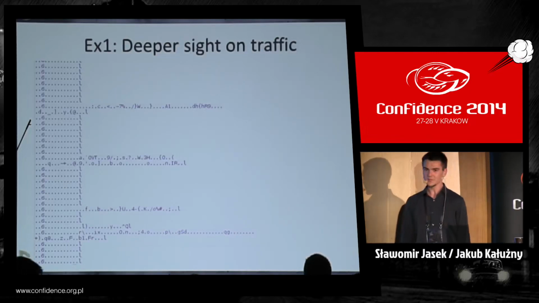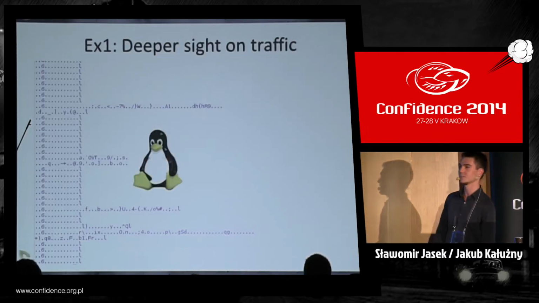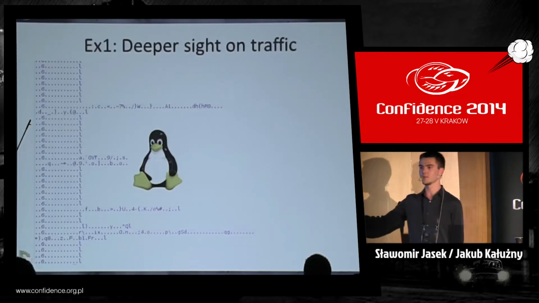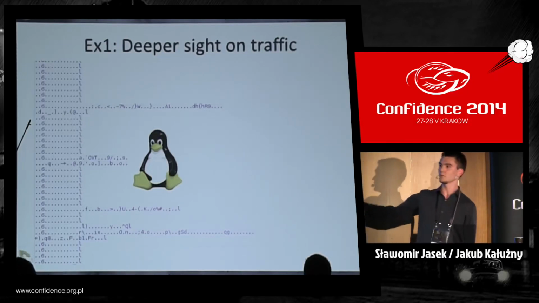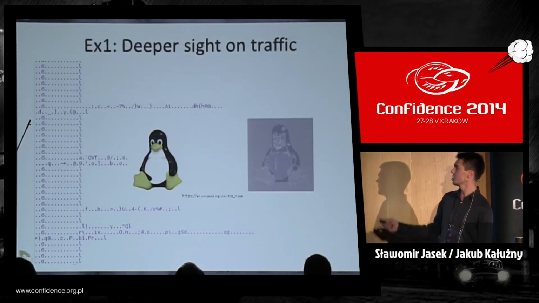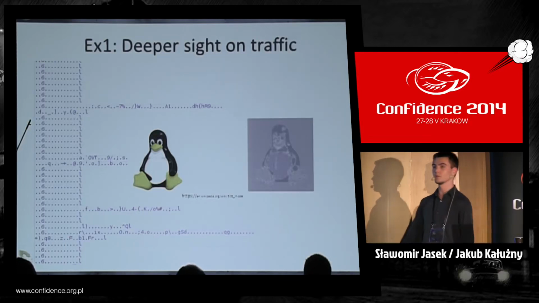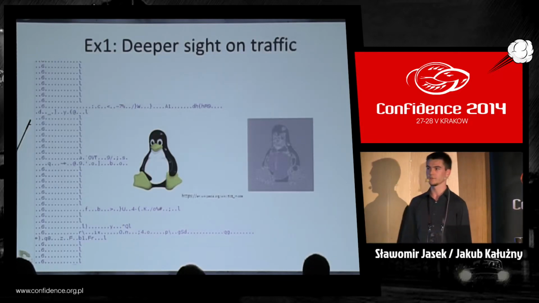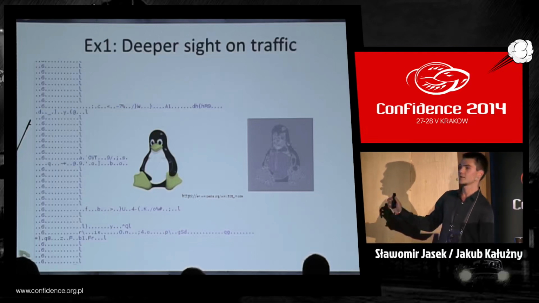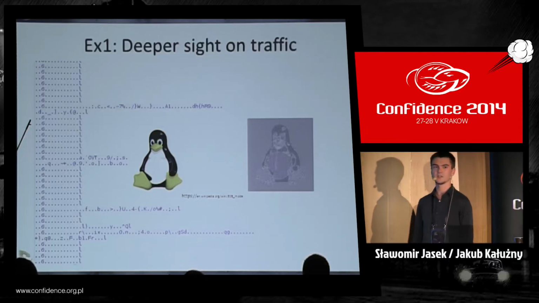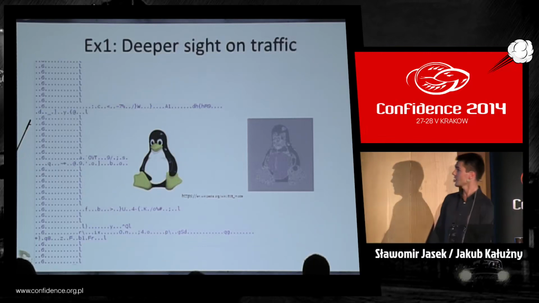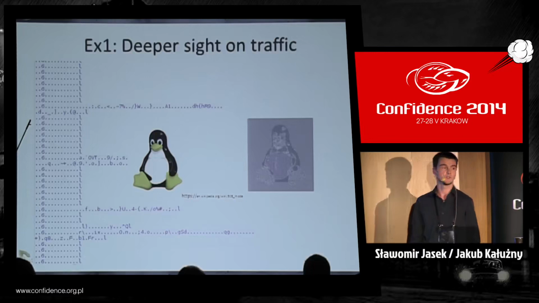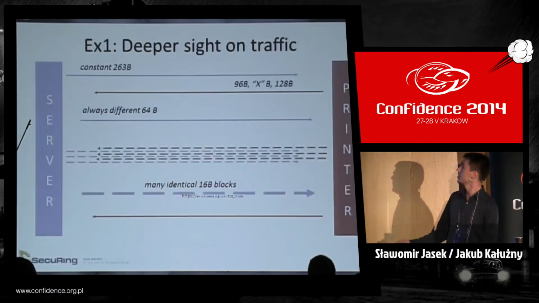Okay, so do you remember this ECB penguin? This is a basic Linux penguin bitmap. If you encrypt this with ECB mode of encryption, you get this. Maybe the colors are not the same, but it's easily reversible. So the print jobs are PostScript files, which are basically text files. Using ECB for encryption in the print jobs, not a good idea.